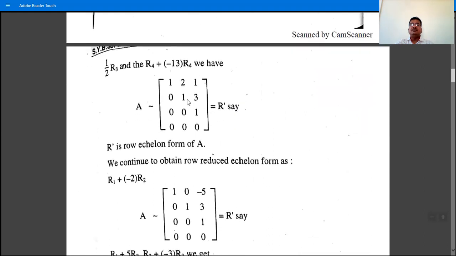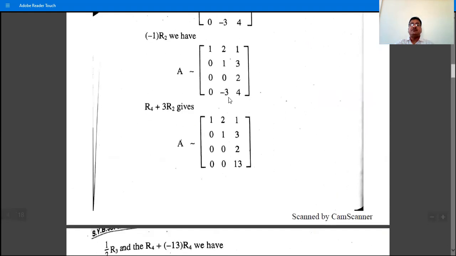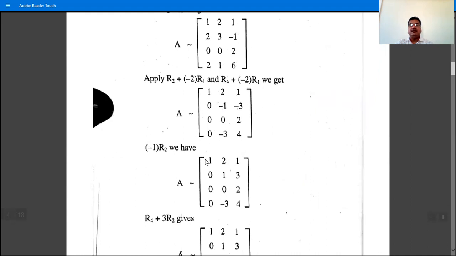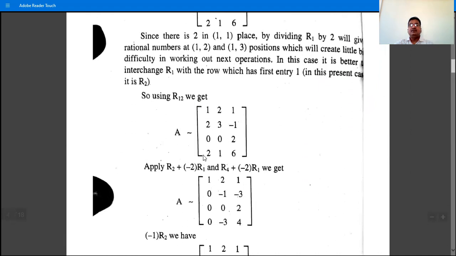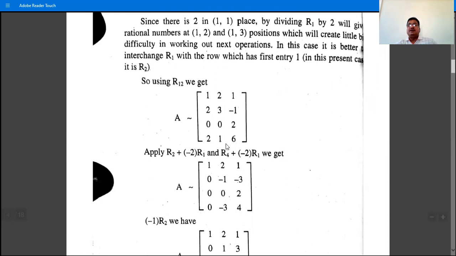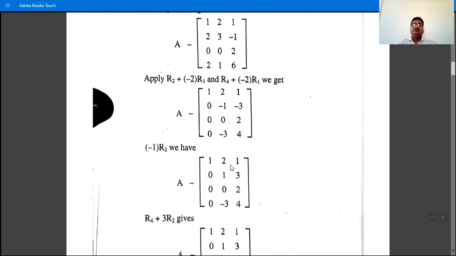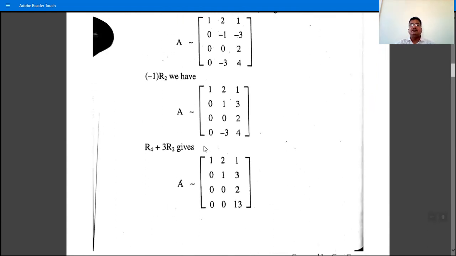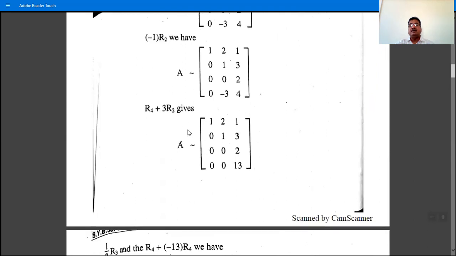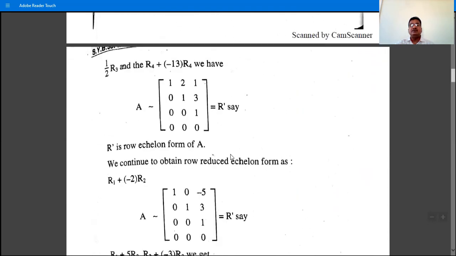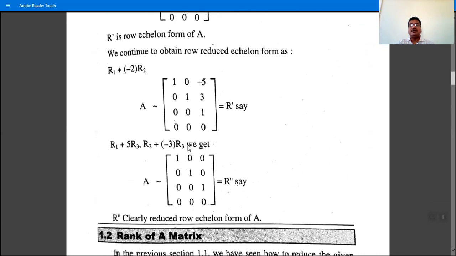Other than this is the row echelon form. By using this procedure, we can apply another procedure, that is, the row transformations applied in this example are not unique. It depends on your thinking. You can also apply other row transformations and reduce the matrix to its row echelon form. So this is the row echelon form by using this procedure, and this is the reduced row echelon form.